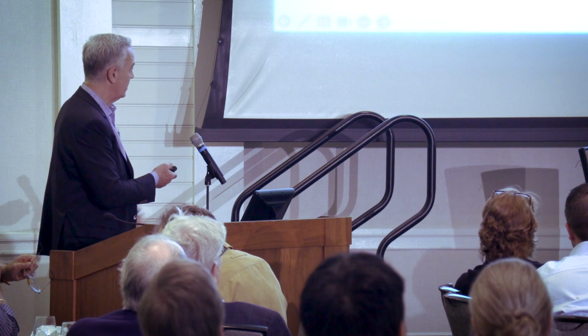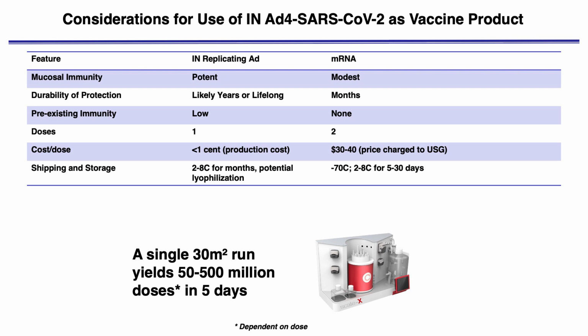And then we build on our experience with type 4. Just to quickly look at the product profile of something like, I'm using intranasal replicating AD as an example, it has the strength of potentially using live viruses or this type of approach. Mucosal vaccines can give you potent mucosal immunity, and they can give you quite durable protection that may last years or lifelong. Pre-existing immunity can be an issue, but it's low in this particular case of a mucosally administered vaccine.